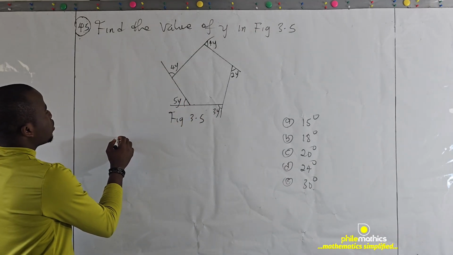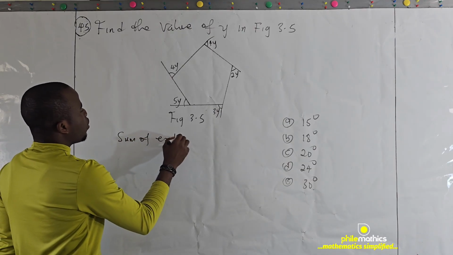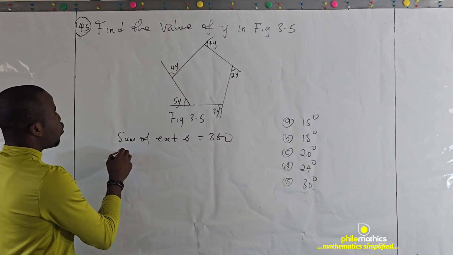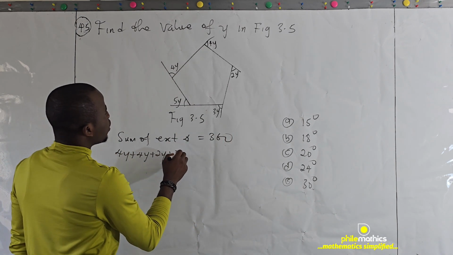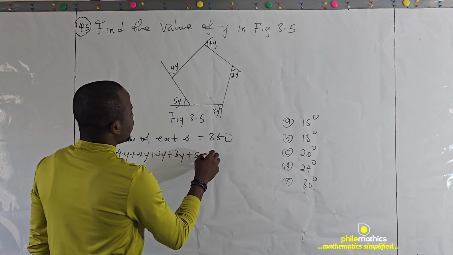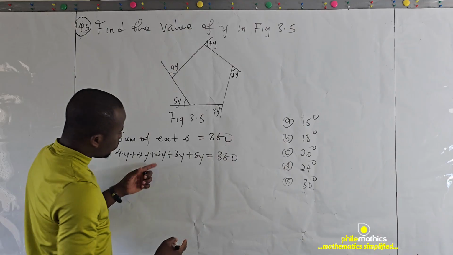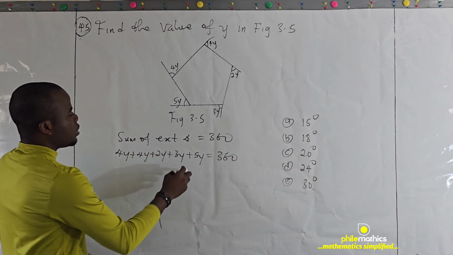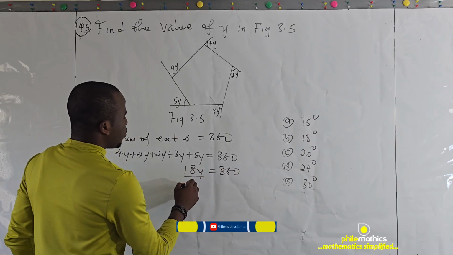So that sum of exterior angles equals 360. So that 4y plus 4y plus 2y plus 3y plus 5y equals 360. 4y plus 4y is 8y, plus 2y is 10y, plus 3y is 13y, plus 5y is 18y. 18y equals 360. Divide both sides by 18.